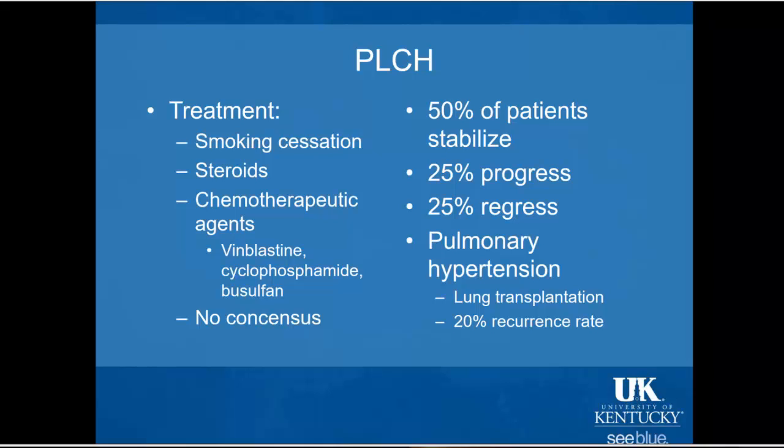Overall, about half of patients will have their disease stabilize, but unfortunately about 25% will actually progress despite smoking cessation and despite treatment. When they do progress, they can really develop pretty profound pulmonary hypertension that may require lung transplantation or even heart-lung transplantation, and the disease occurs in upwards of 20% of patients after transplant.